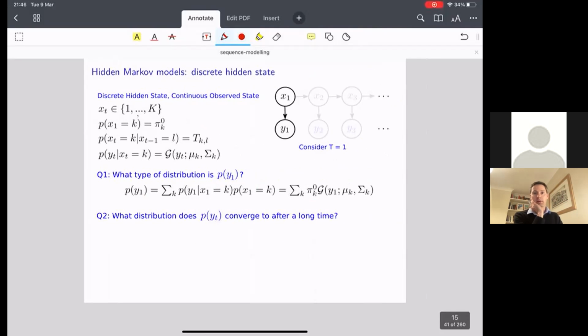So question number 2 is the one that I really wanted us to focus on, which is what distribution does the marginal distribution over the observed variable converge to after a long time? So you should think of this as relating to concepts like the invariant or stationary distribution that we've covered before. So I want us to think about running one of these HMMs for a really, really long time period, and then looking at the marginal distribution of the observed variables at the end of running this for a long time, and asking what kind of distribution this is. Great. Okay, so let's give you 30 seconds or so to go away and compute that, and we'll then go through the answer.